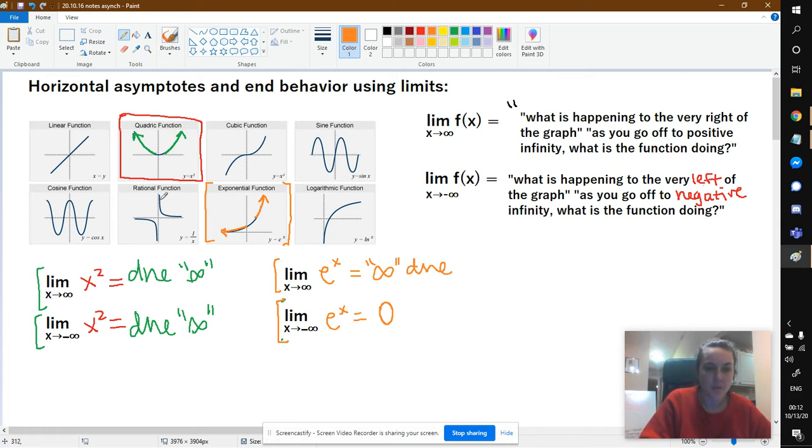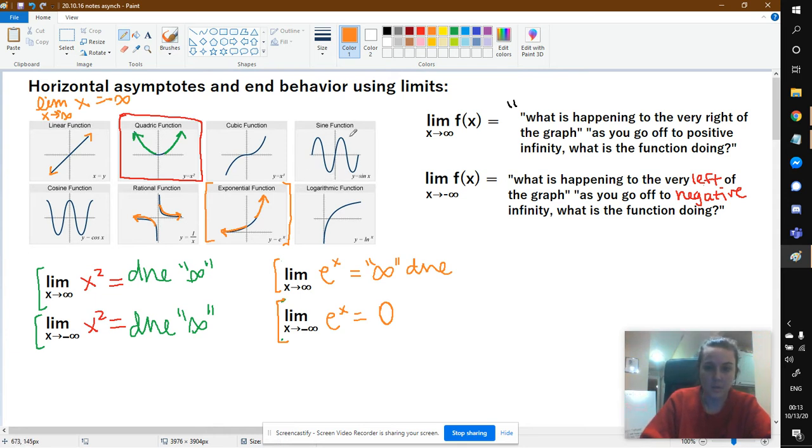So we would imagine that for the rational function 1 divided by x, both the limit to positive and negative infinity are getting closer to 0. We can see for the linear function, the limit as x approaches infinity goes off to infinity. But for negative infinity, it's going off to negative infinity.